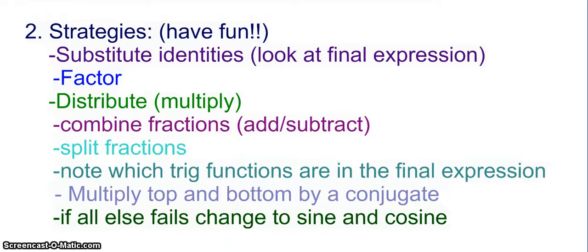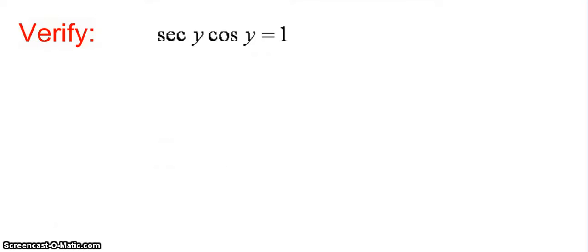And then if all else fails, same as before, you can change everything to sines and cosines. That's not always going to be the best strategy, but it will usually get you in the right direction if you are completely lost. So that was a lot of me talking. I'm really excited. Let's go ahead and start.